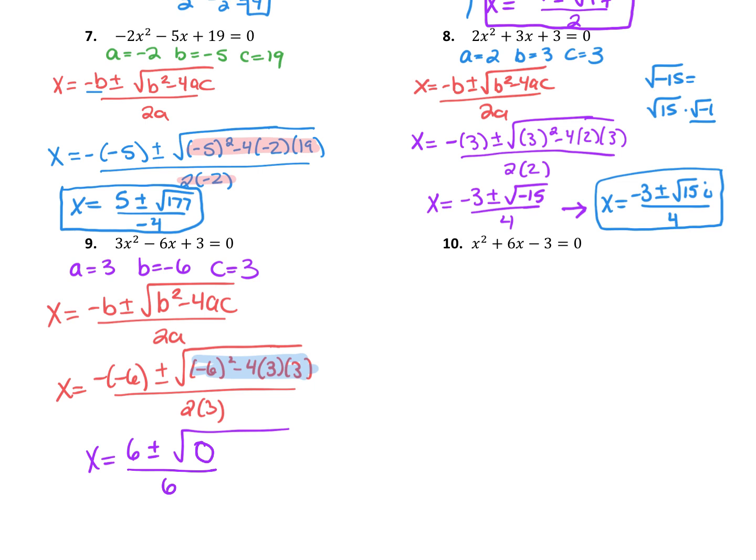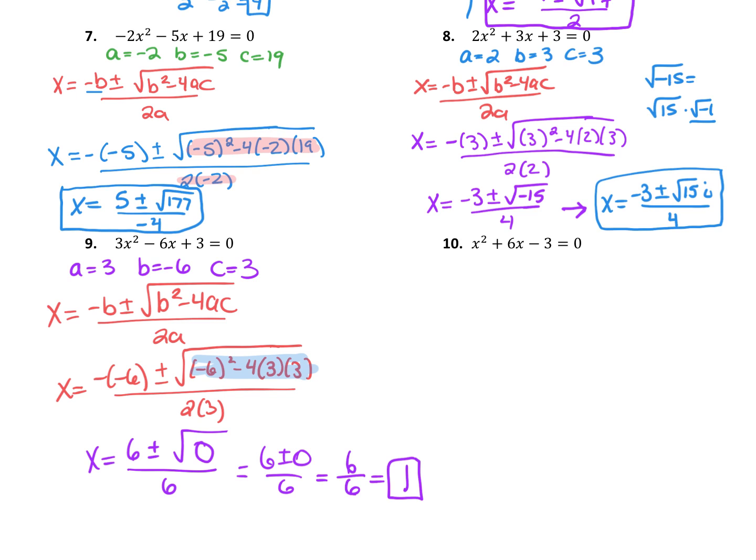So when we get 0 under our root, we actually end up with just one solution. And this is because the square root of 0 is just 0. So I would end up with 6 plus or minus 0 over 6, which just ends up being 6 divided by 6. So my only solution is 1. So when we get 0 under our radical, we end up with just one solution.